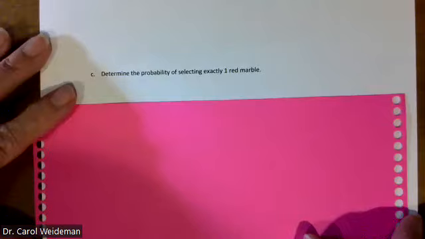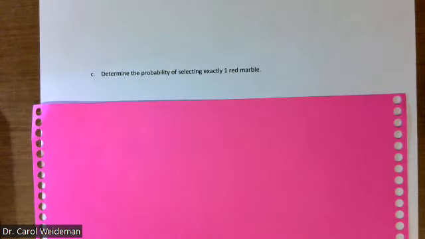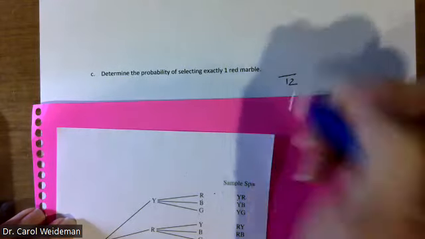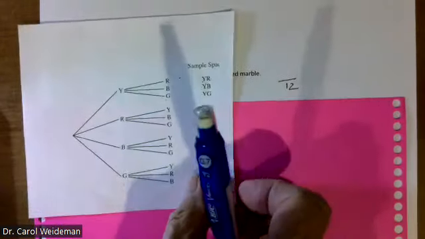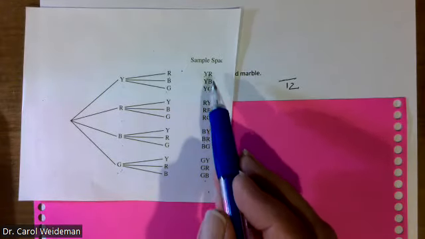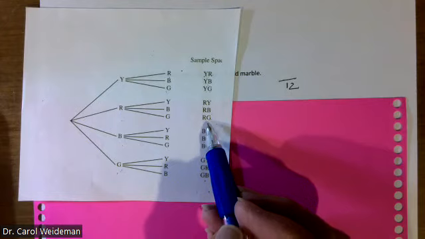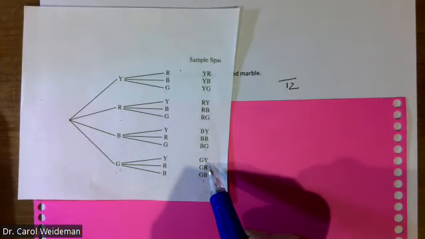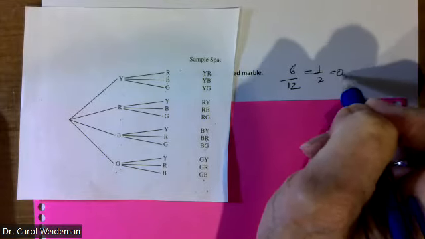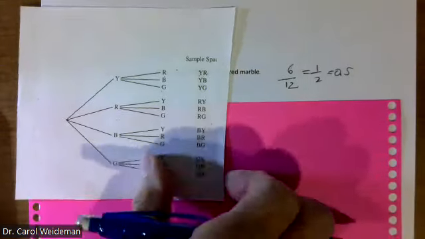So let's move all the way down on our sheet here, and let's determine the probability of selecting exactly 1 red marble. Okay, so we know there's 12 outcomes, so that's going to be my denominator. So I'm going to look at my tree diagram, and I want to count up how many outcomes have at least 1 red marble. So I see 1 here, I see 3 here, so that's 4, 5, and 6. So 6 out of 12, or 1/2, or 0.5.